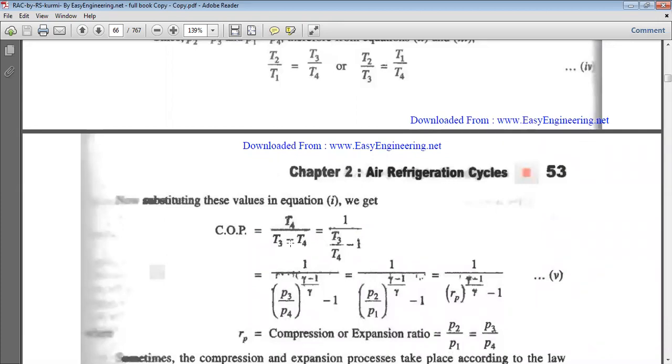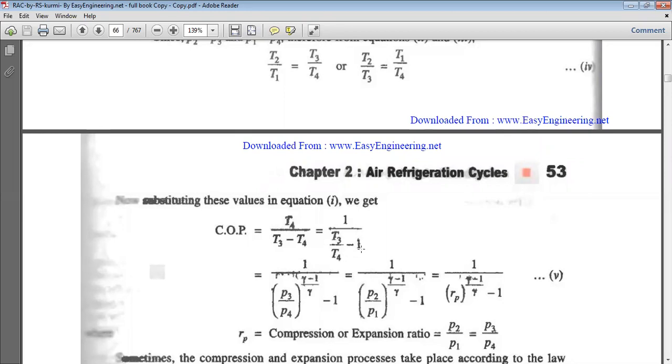How do you remember this formula? During the expansion, the low temperature is T4, divided by T3 minus T4. What is the low temperature during expansion? T4 is the low temperature. The input temperature is the high temperature. Therefore, it is the output temperature divided by the input temperature minus the output temperature. I am rewriting this by dividing numerator and denominator by T4: 1 divided by (T3 by T4 minus 1).